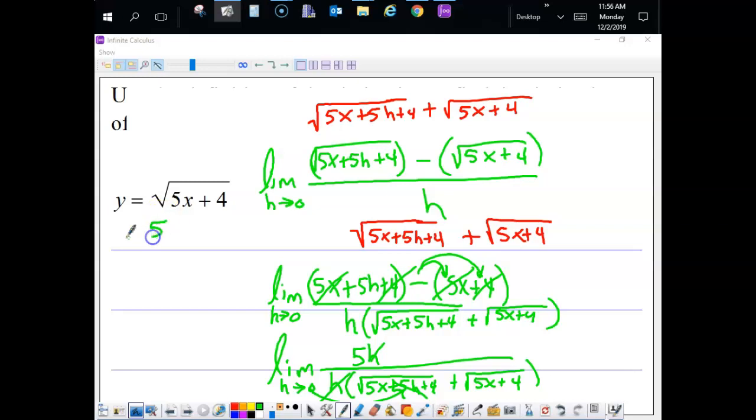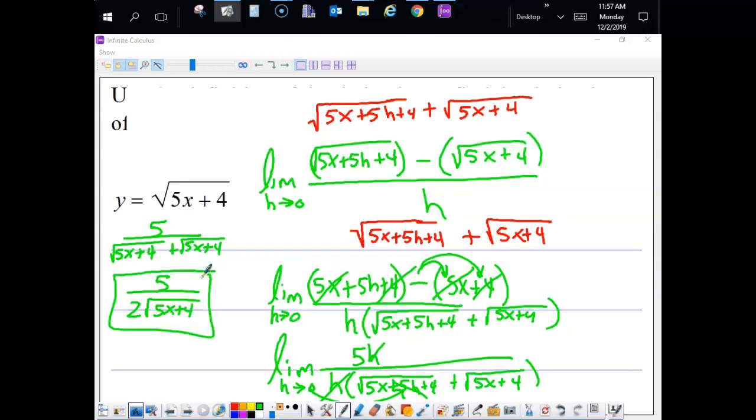I've got 5 over the square root of 5x plus 4. The h is gone. Plus the square root of 5x plus 4. And when you have two of them, the way you write it is you just put a 2 in the front of one of them like that. And there's your answer. Okay?